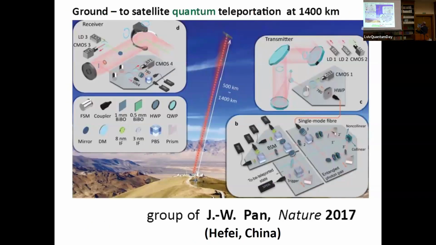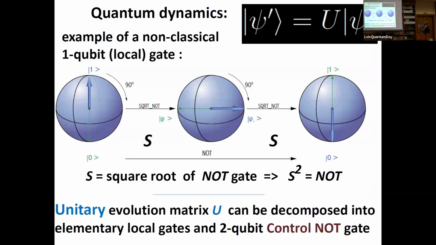And a few years ago in China, they managed to teleport a quantum state to the satellite and back at a distance of 1,000 kilometers. So I think nowadays the Chinese are best in this business. This was teleportation. Now I will mention a little bit about quantum dynamics.